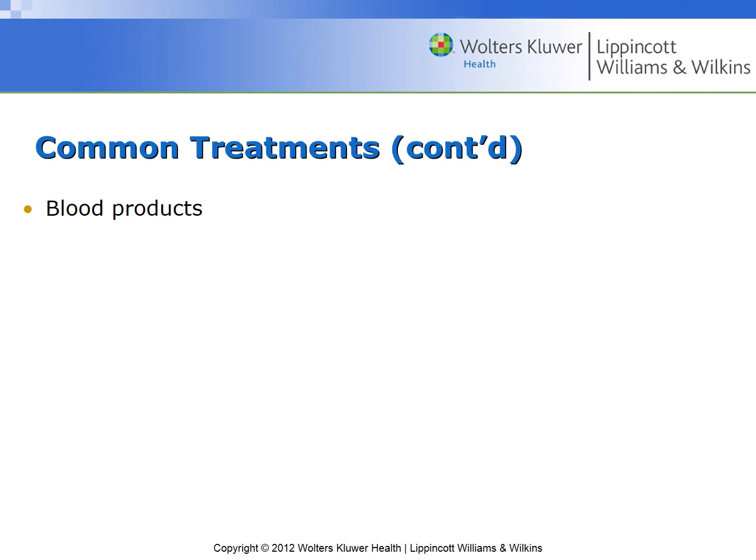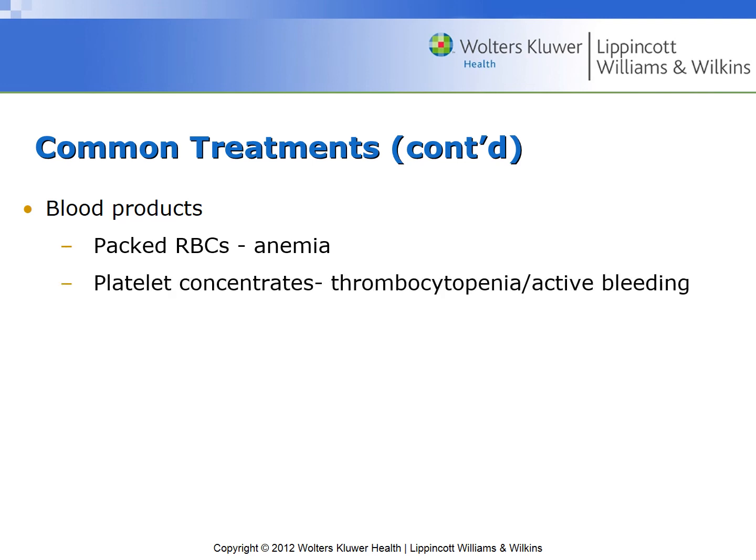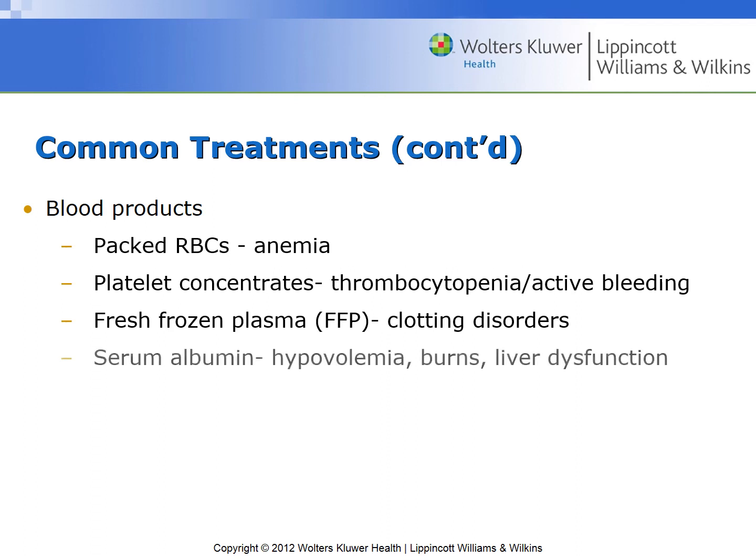So, blood products. We talk about transfusing blood and blood products. Well, what the heck are they? So, packed red blood cells for anemia. Platelet concentrates. We've spun out the platelets. Thrombocytopenia, or active bleeding, where we need to load on some platelets to try to get this trauma patient to quit bleeding out on the floor of the emergency room. Fresh frozen plasma, which has the other clotting factors in it.